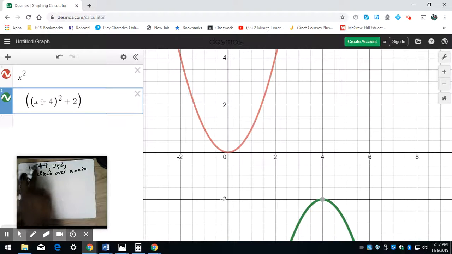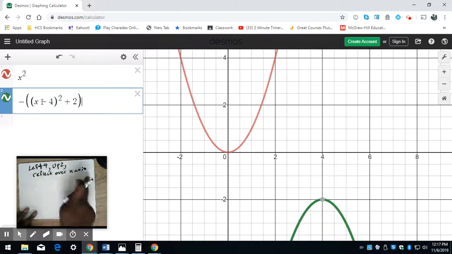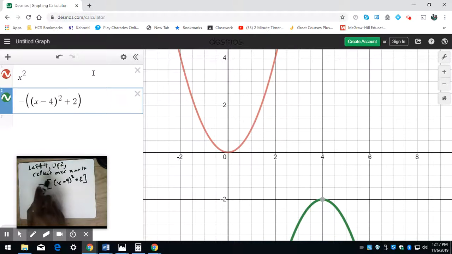So if I went to the left 4, up 2, and reflected over the axis, that would be negative brackets x minus 4 squared plus 2. Why? Well, it all goes back to something called PEMDAS. Y'all remember that? Where we got the order of operations. What this says is I need to make my translations first, then reflect. So I need to do all of this stuff inside the parentheses first, then reflect.